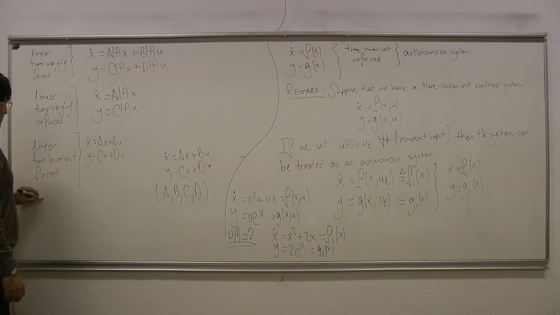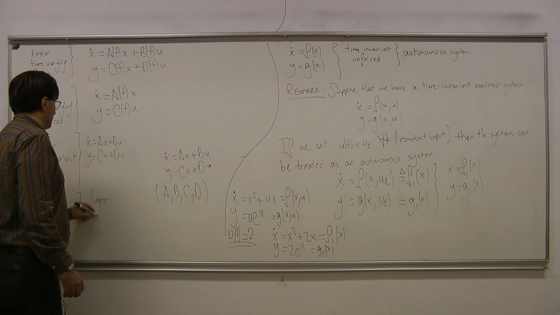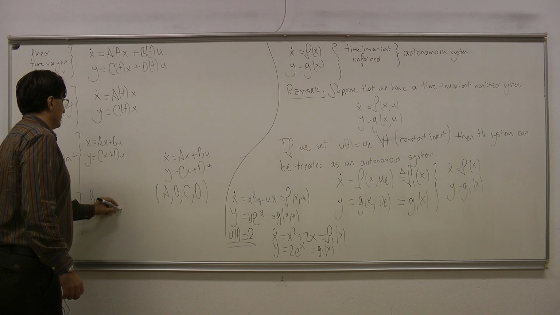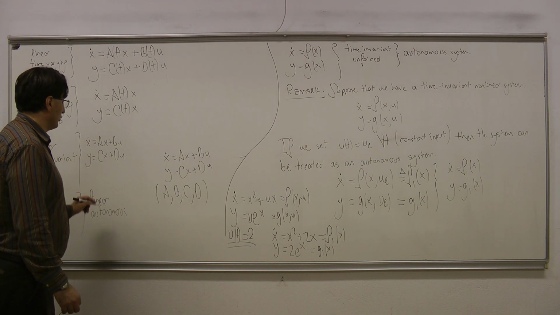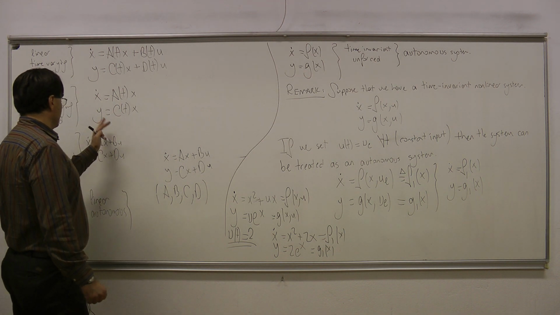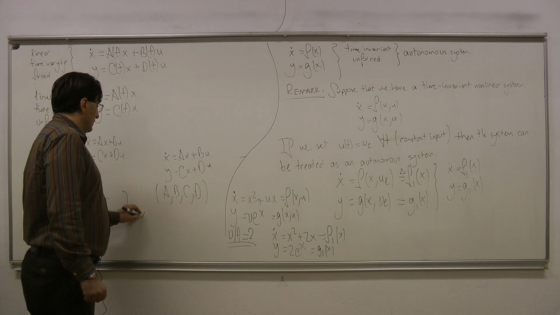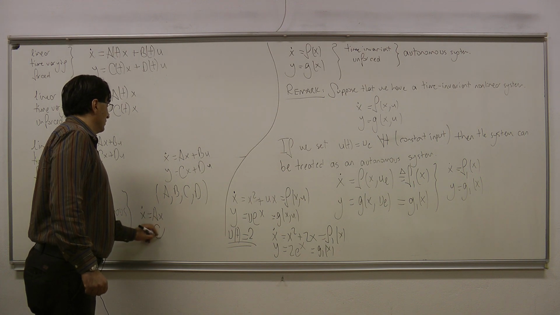And finally, I have linear, time invariant, and unforced system. What does this mean? This means I want a linear and autonomous system. Remember, these two properties mean autonomous. Okay, a linear autonomous system. How would it look like? In that case, I would remove the input term from this one as well. X dot is equal to AX, and Y is equal to CX.